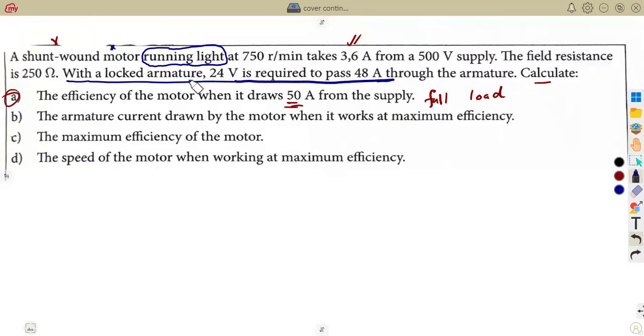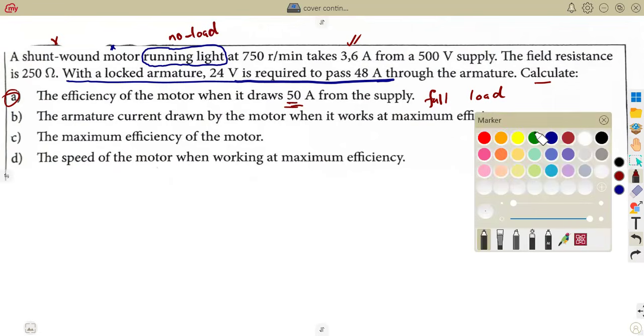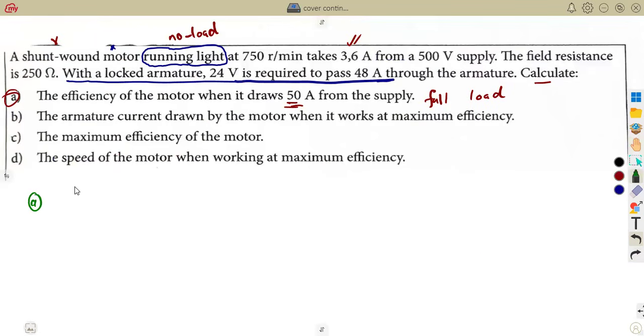Because the first part, the information there, that the machine is running light, it means we are at what? At no load. So we are going to need two conditions. So that is our solution. All right, let's just have our diagrams first.